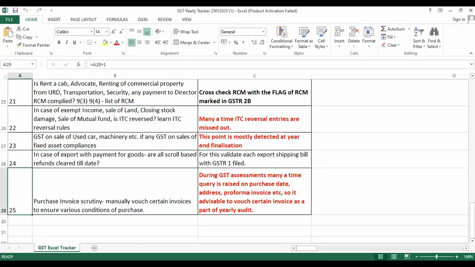Clear to all of you? Now moving to the last point of checklist, then we'll be moving to the tally part. Meanwhile, I'm taking one last question.